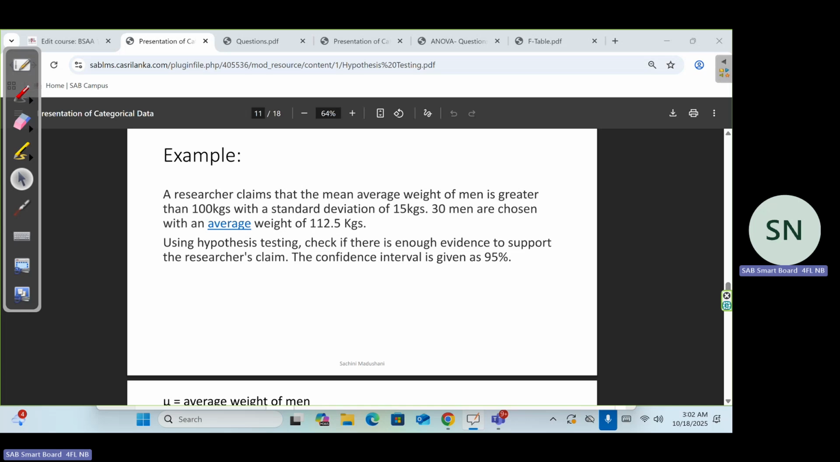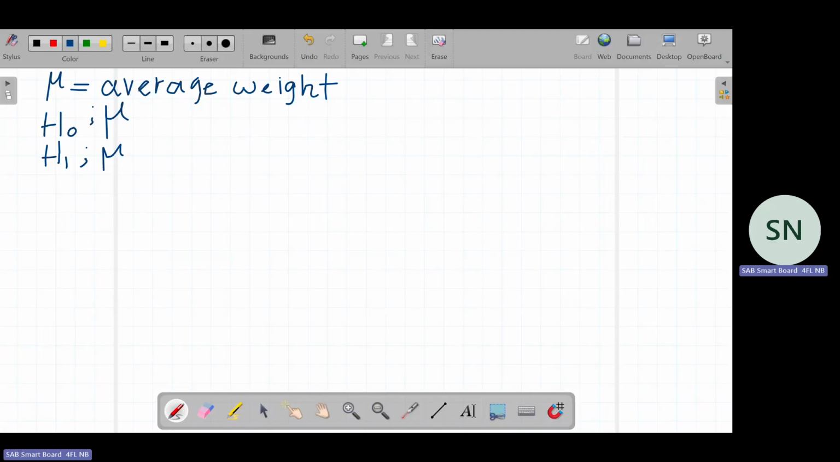The researcher's claim is what? Average weight is greater than 100 kilograms. The statement says a researcher claims that the mean average weight of men is greater than 100. It's clear? Then this is our claim. Then do we write the claim as H0 or H1? H1. Here we write greater than 100. Okay, then what is the H0? Less than or equal.